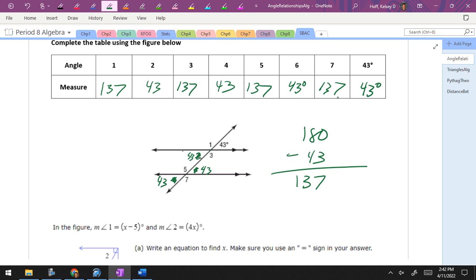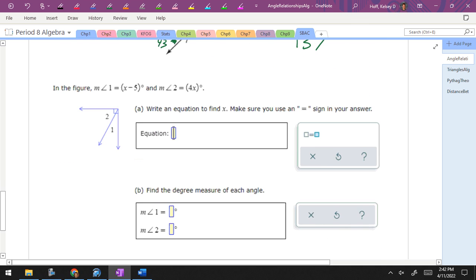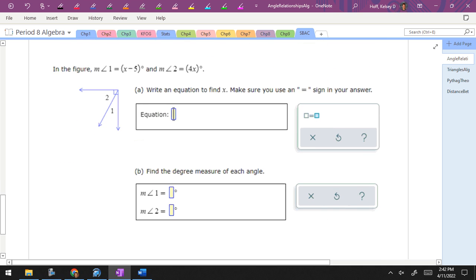One more. Okay? In the figure below, angle 1 is represented by x minus 5 degrees, and angle 2 is 4x degrees. Part A says, write me an equation to find x. Make sure you use an equal sign. So they're making you set this up. You're not solving anything in A, you're just setting up the equation. And then B says, okay, now find me the degree of each angle. How do I do this? How do I set this up?